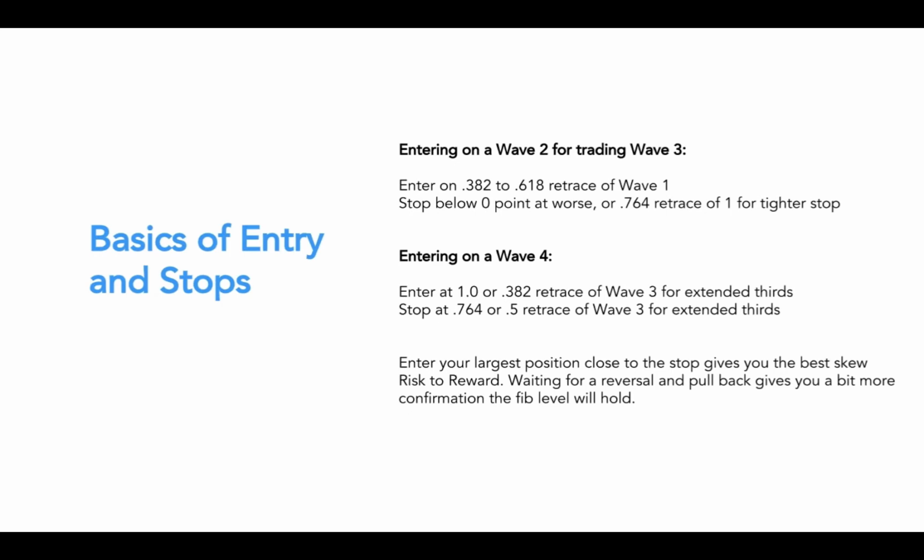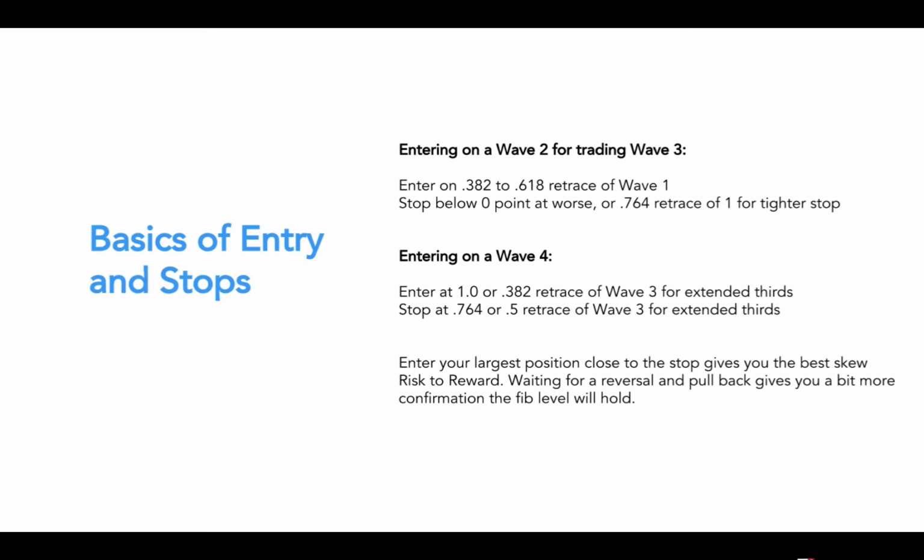So just basics of entry and stops. In Elliott Wave, to me, there are 2 entry points, the wave 2 and the wave 4. You can enter on breakouts of wave 3, breakouts of wave 5, but we'll talk about that a little bit. You start to wreck your skew. We enter on the 382 to 618 retrace of wave 1, and that's the wave 2. We like a nice deep 618 retrace of wave 1 for wave 2.